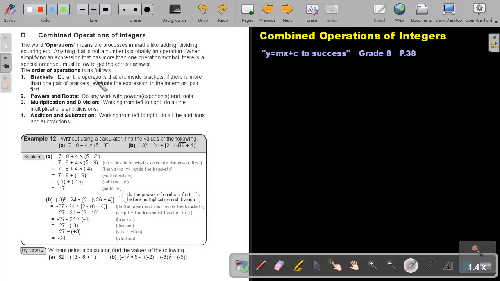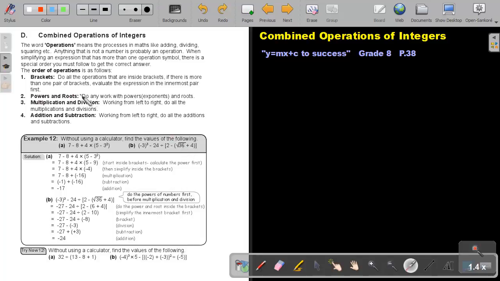Brackets. Do all the operations that are inside brackets. If there is more than one pair of brackets, evaluate the expression in the innermost pair first. Like for example this. There's a bracket and there is a bracket inside. So you must first do the part in the innermost bracket first.